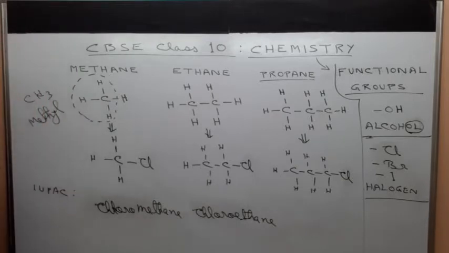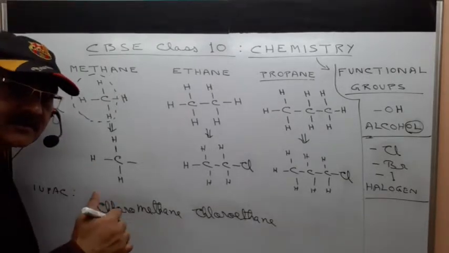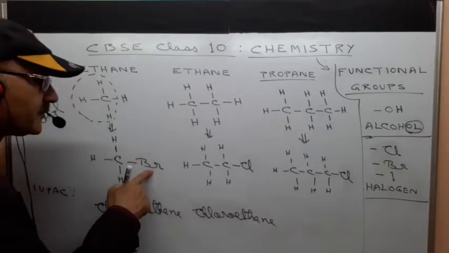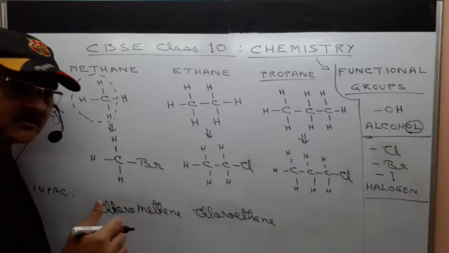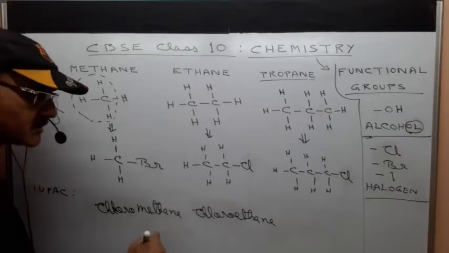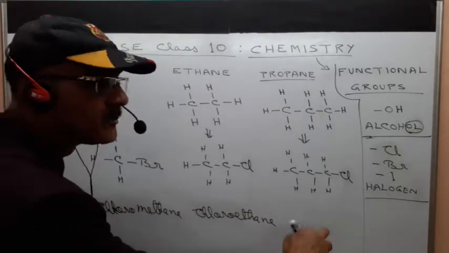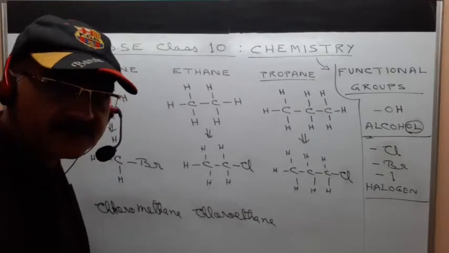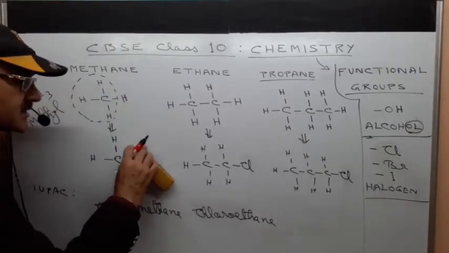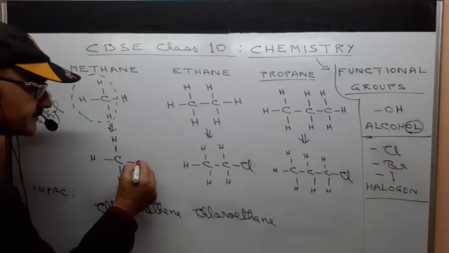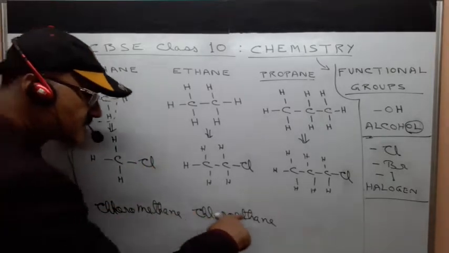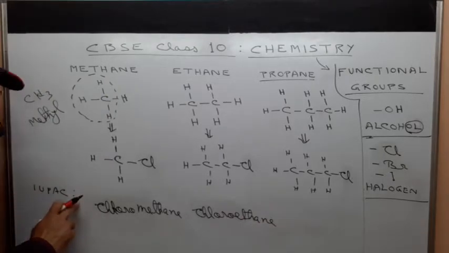Clear? So instead of chlorine, if it is bromine, for bromine we say bromo. So this will be bromomethane, bromoethane, bromopropane, like that. Clear? Okay. So let's come back to chlorine again. So these names are all IUPAC names.